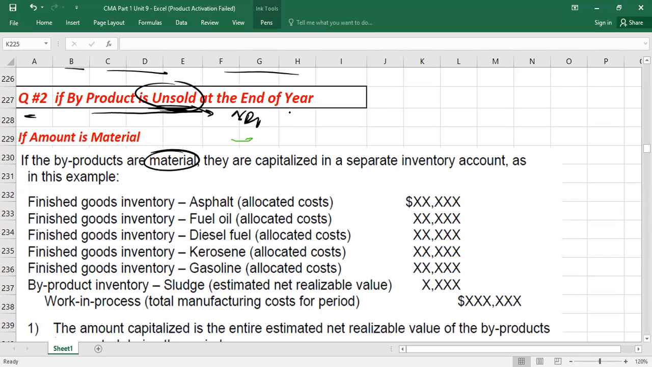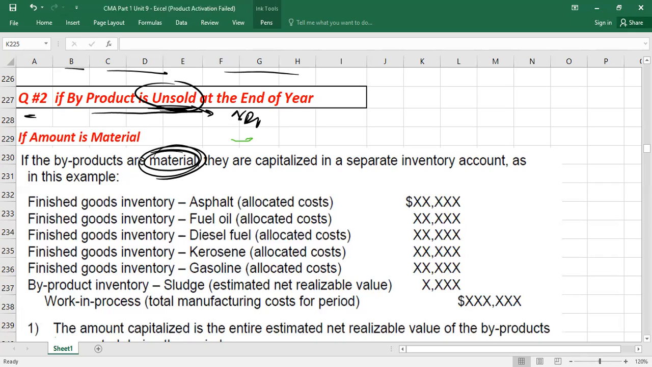NRV, I told you, right? Sales value minus what? Selling cost. So this NRV you have to estimate first. I'm using the word estimate: you have to estimate sales value minus incidental cost. What will be the NRV of the product? Understood? In the exam, you don't need to estimate, it will be given. But practically, you should estimate. If it is unsold and the amount is material, it means a significant, big amount. It is not an amount which you can ignore.